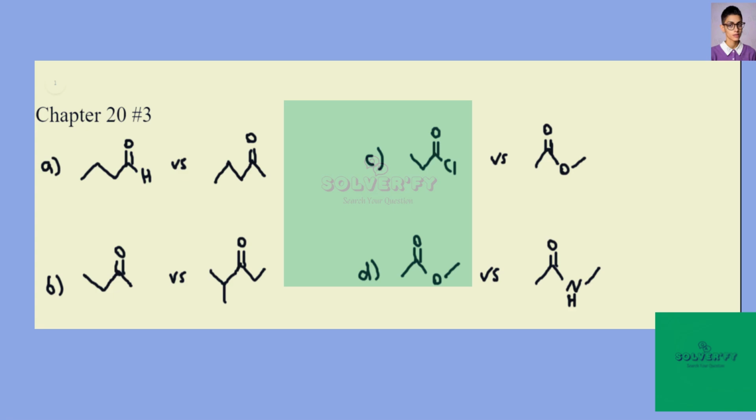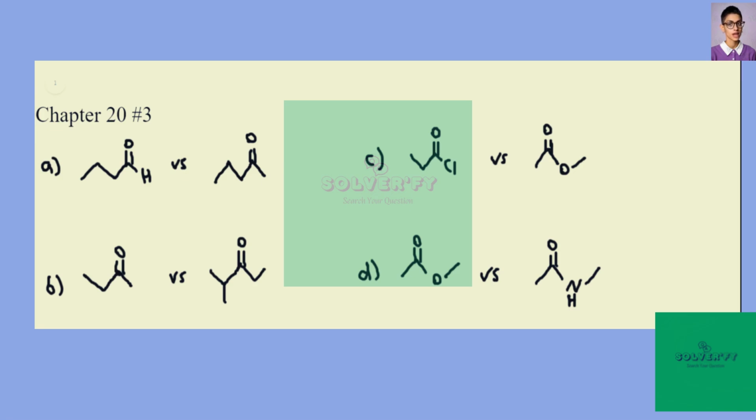than ketones. And then when we're looking at carbonyl compounds with leaving groups, so amides, esters, the better the leaving group, the more reactive the carbonyl compound. So I guess it would be amides, esters, and acid chlorides.